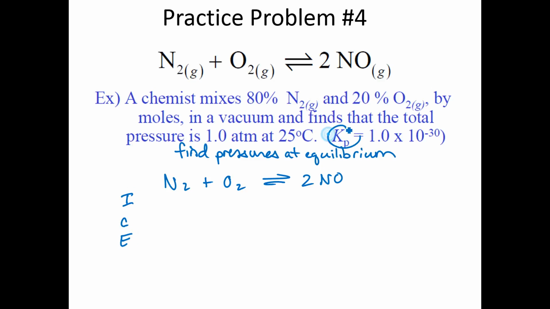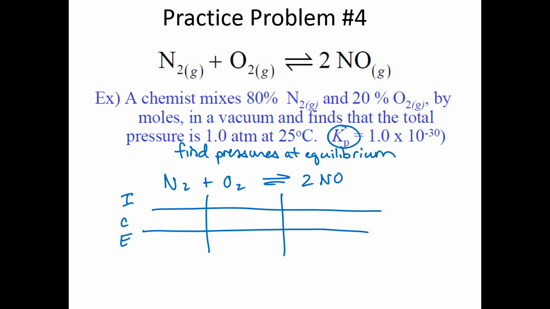And notice how they give us a Kp value. So when we're setting up our ICE chart here, since it's a Kp, all of our values need to be in atmospheres. And then let's write out our Kp expression. Kp equals the pressure of the product, so we'd use the symbol P, and that's going to be squared because there's a coefficient 2 there, divided by the pressure of oxygen and pressure of nitrogen, my reactants.